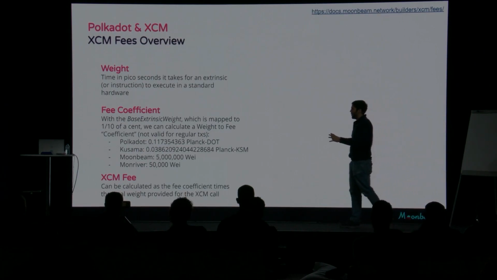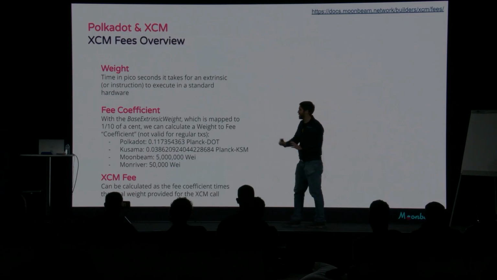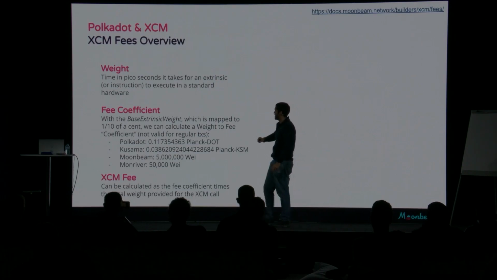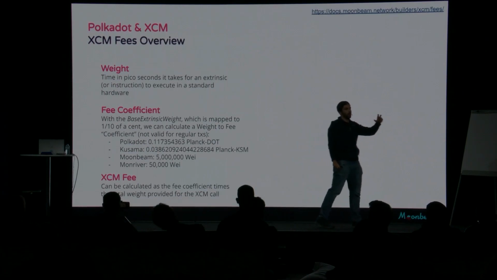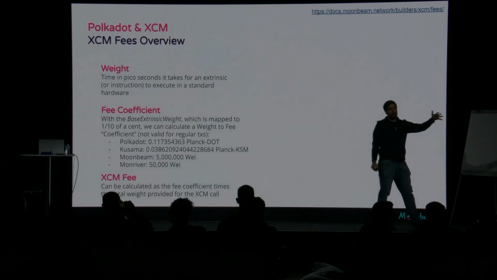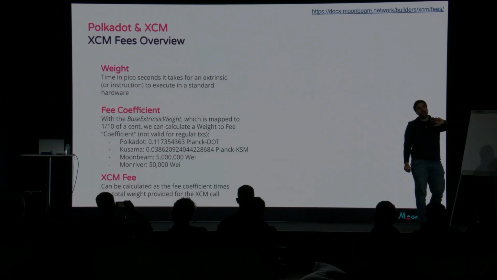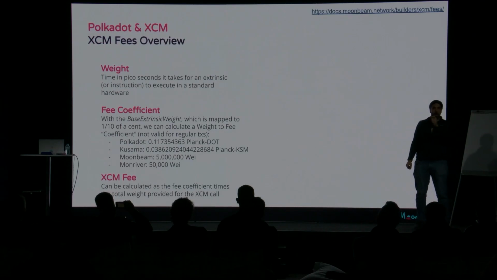For XCM, and this is only XCM, right? So this is very dangerous to say, and also there's another error on this slide. But basically for XCM, you can say there is a weight to fee coefficient, right? So when you know how much weight that XCM execution is going to cost, you can multiply it by a coefficient, and you'll get the fee that you have to pay.